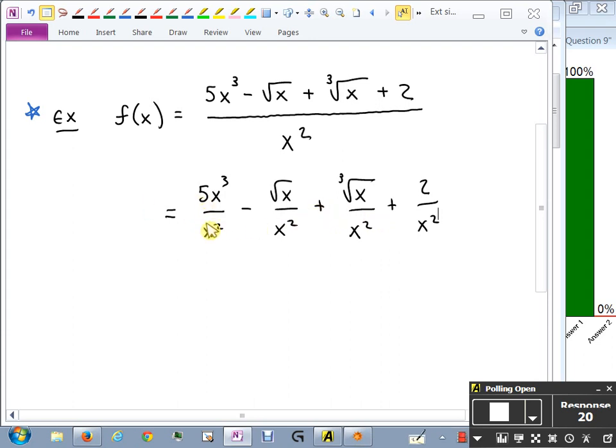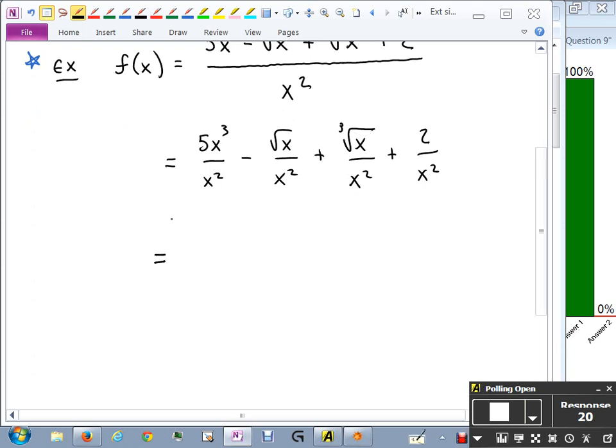So let's try this. What's 5x cubed over x squared? What do you do to these exponents? Subtract. 3 minus 2 is 1, right? So this is really just 5x to the first power. Now, over here, I'm not quite ready to do the simplification yet. I'll help you out. I'm going to do x to the half over x squared. The next one, I'm going to do x to the 1/3 over x squared.